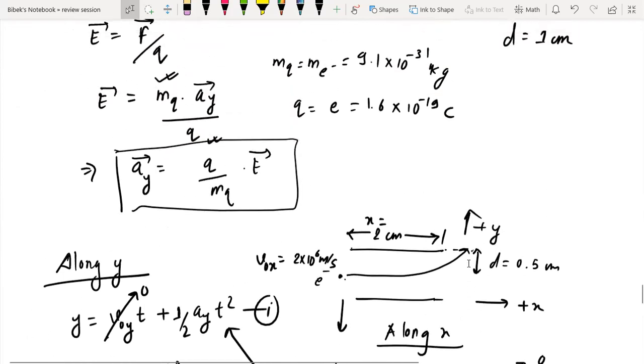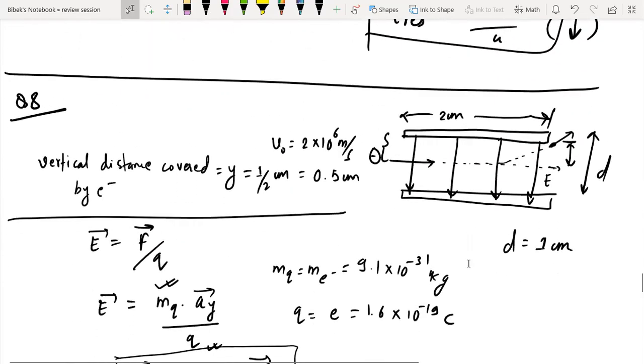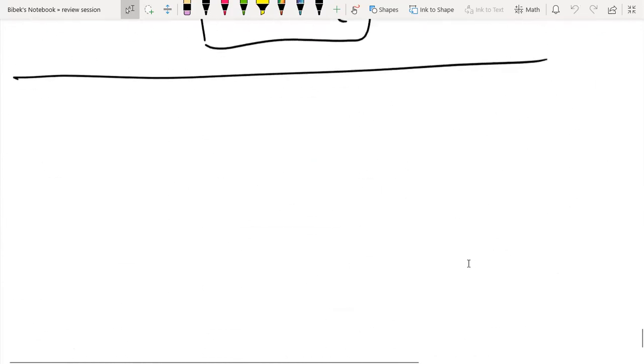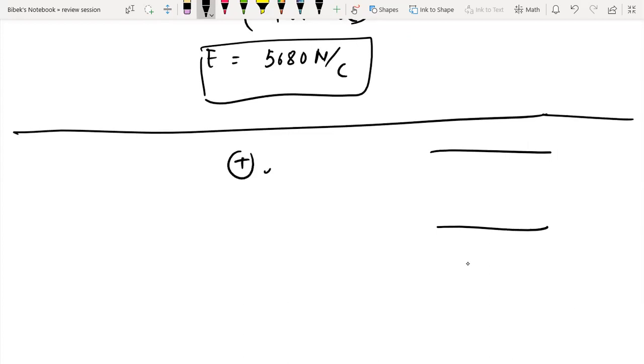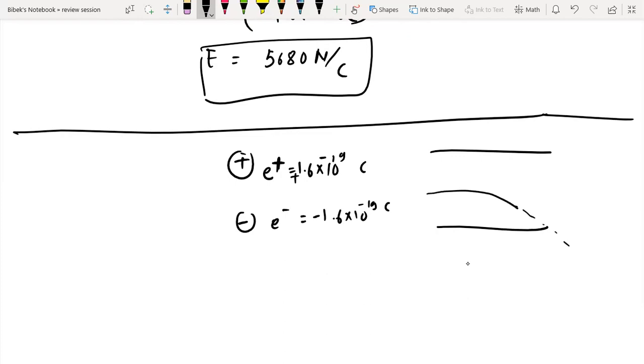So I don't know if you know Fleming's rule or not, but if you use that, the proton has the same magnitude of charge as the electron, but it's a positive charge. The electron has a negative charge, right? So the direction is just going to be downward.